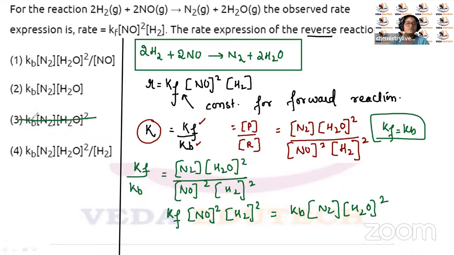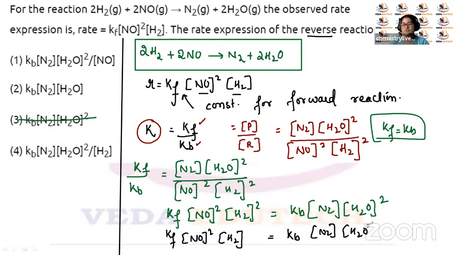Why? Because when the rate is written, the rate is not written in this format. What is the rate written, children? The rate is written NO whole square and H2. But here H2 square is there. So I have to write it in that form. This is NO whole square, and I'll write H2 here. This will be equal to N2 H2O whole square divided by H2. This is going to be the format. So this is going to be your answer.